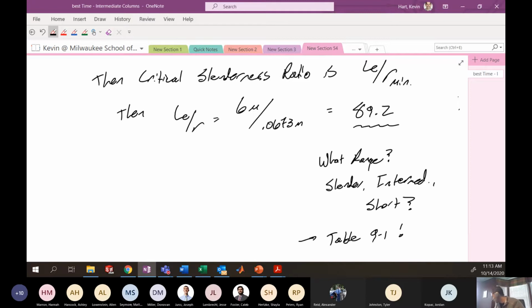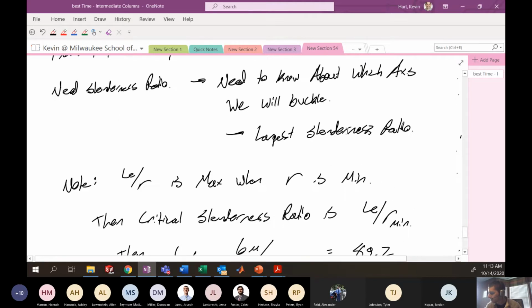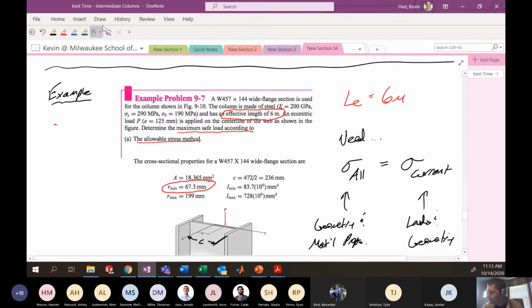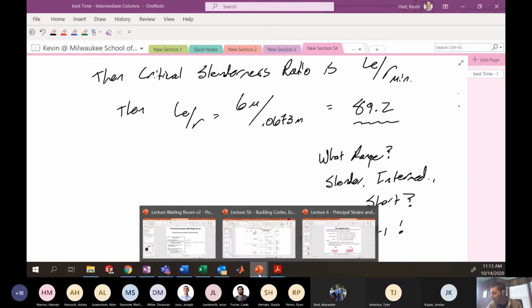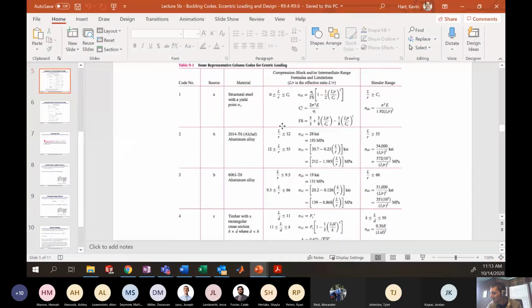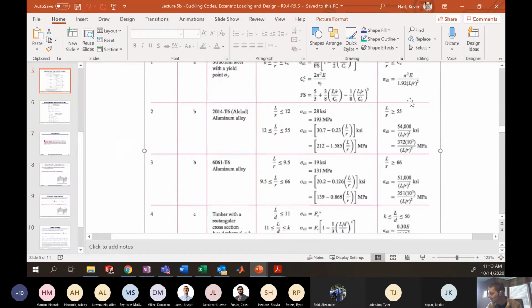All right. So this is a steel column. We're told that in the problem statement. So a reminder here, this column was made of steel with some certain modulus. It has effective length of 6 meters. Okay. So this guy is made of steel. So we want to go to table 9-1 and look at information regarding steel columns with a yield stress of sigma y. Okay, so here we are.